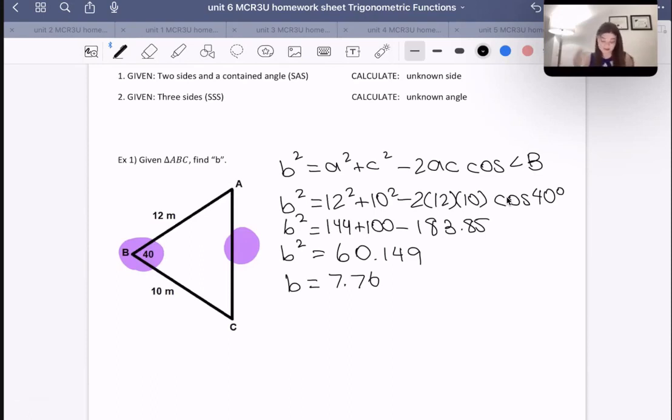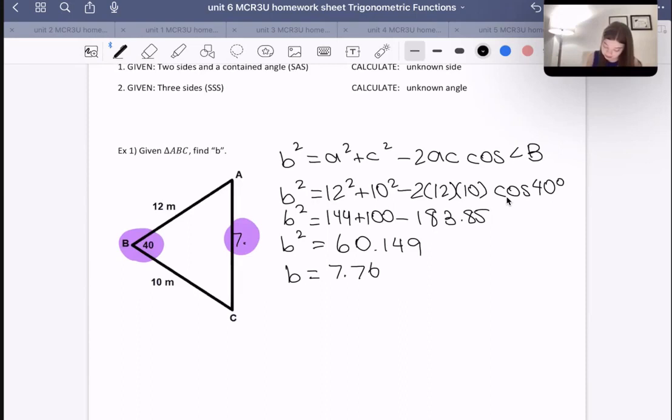Maybe this drawing is not really to scale. That is a possibility for why we're getting 7.76 rather than a different answer there. So good. So we did it.